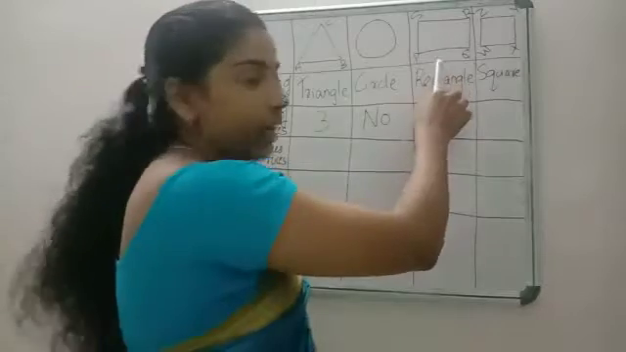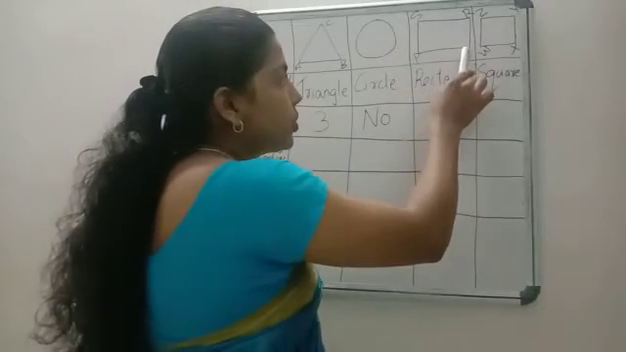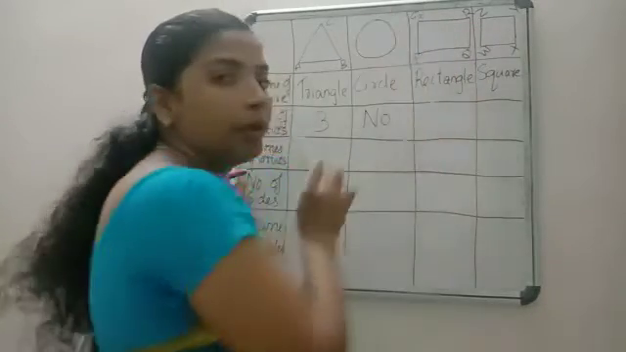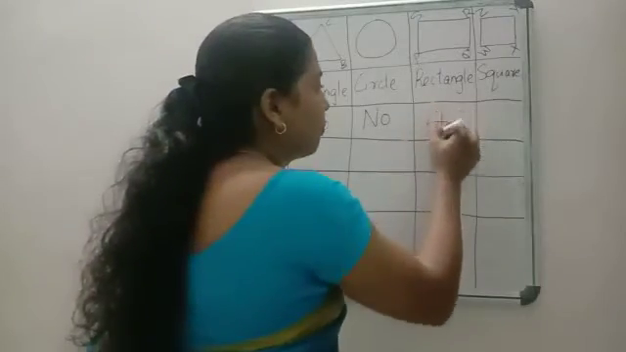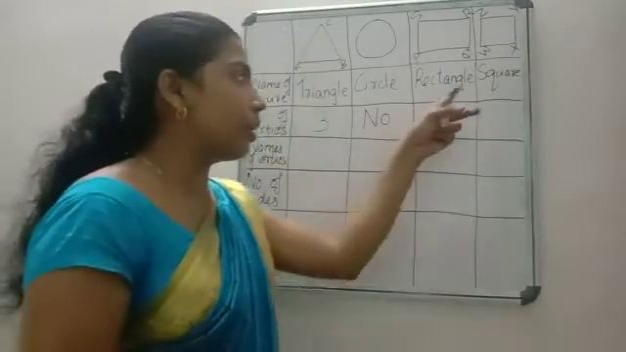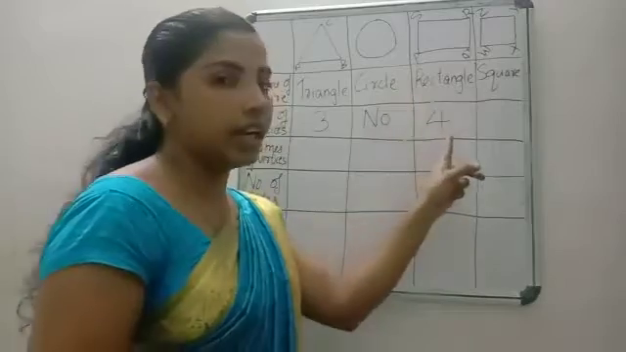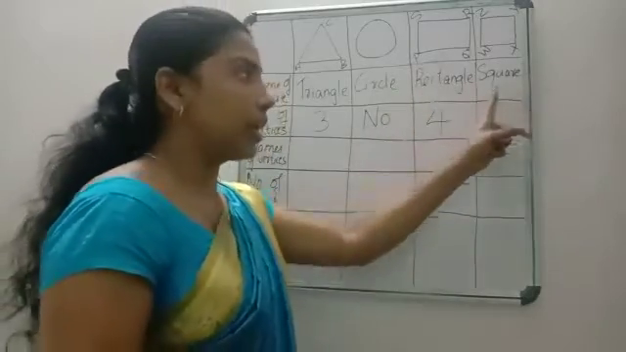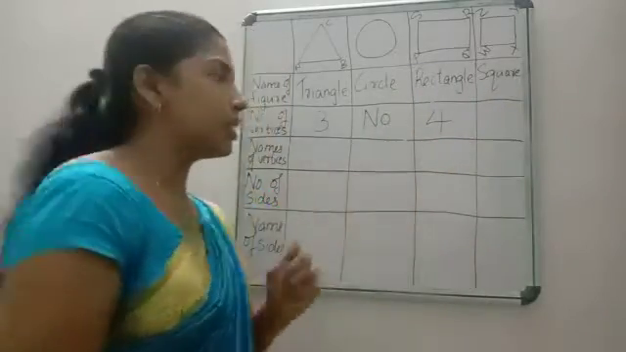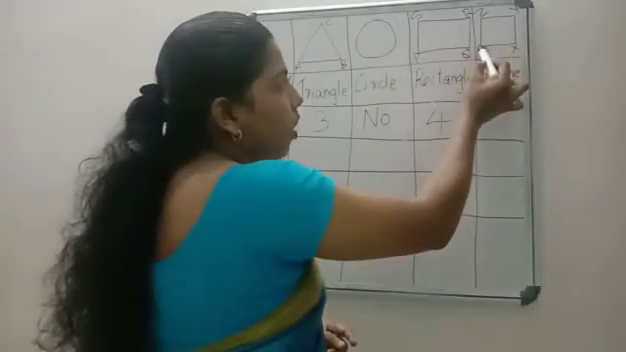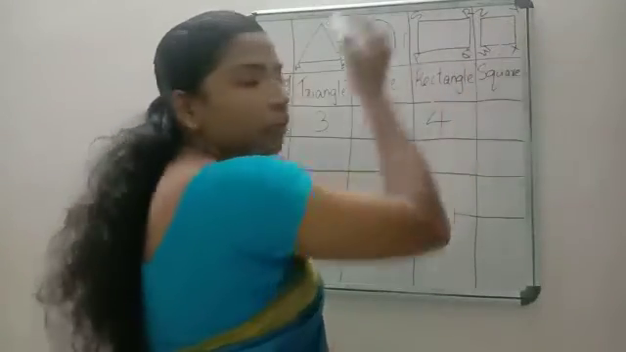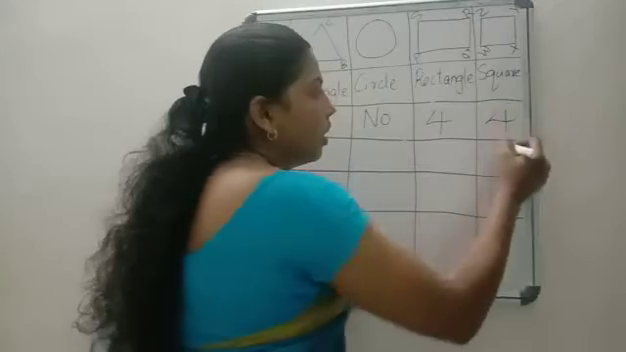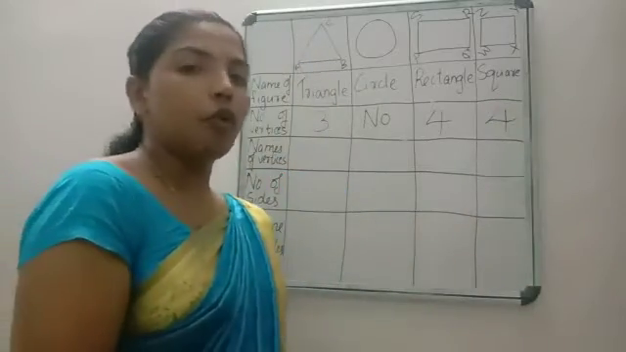Next figure. It is a rectangle. Count the vertices. 1, 2, 3, 4. How many vertices? 4. Without counting also we can say because the name is here. Rectangle has 4 vertices. Now square. Square has how many vertices? 4 vertices. Even then let us count it. 1, 2, 3, 4. So in the case of square also there are 4 vertices.